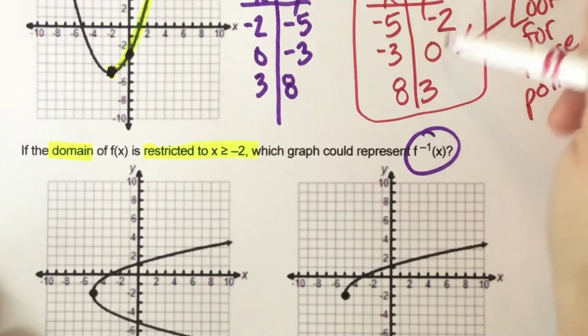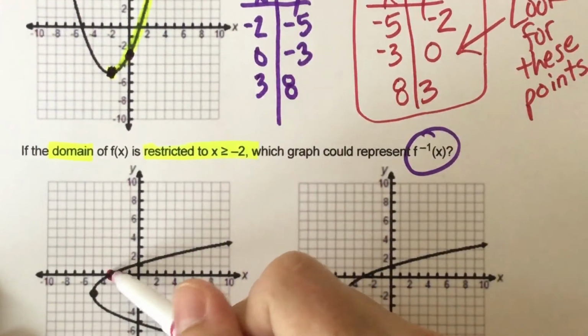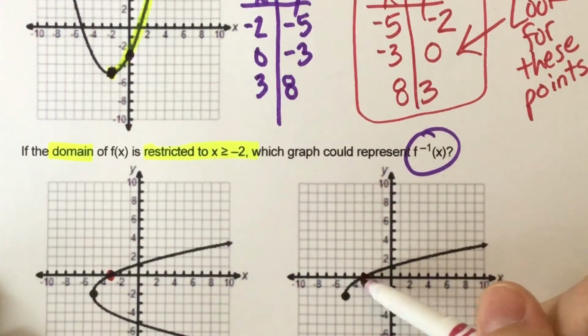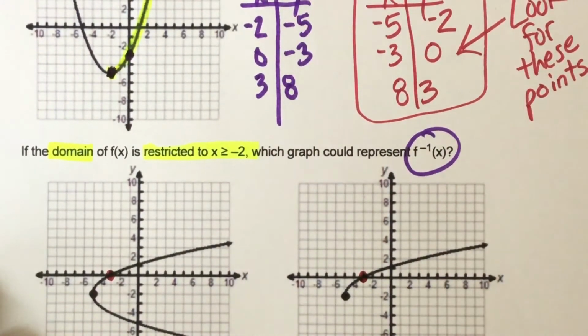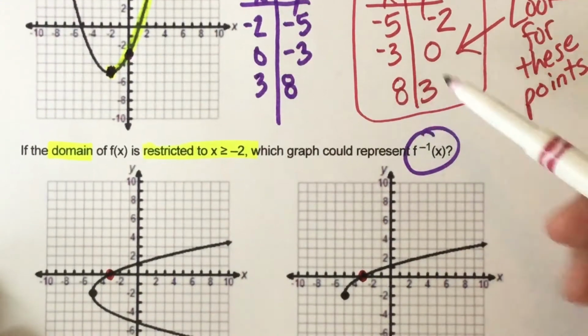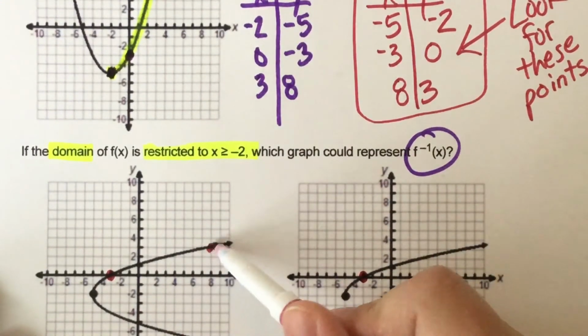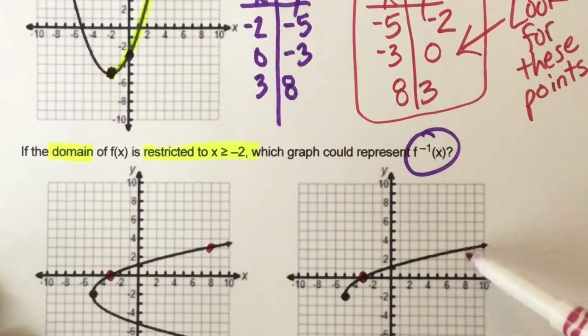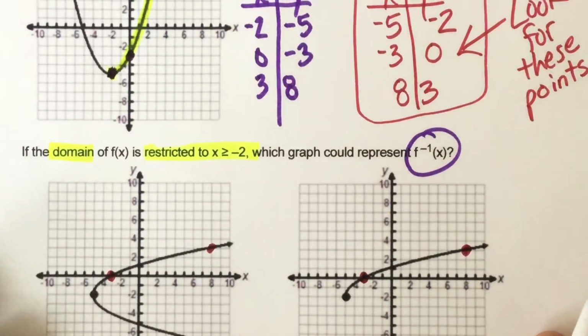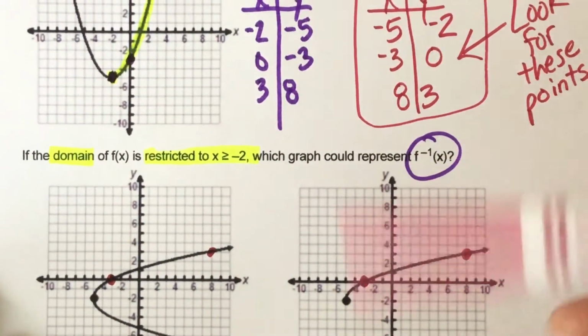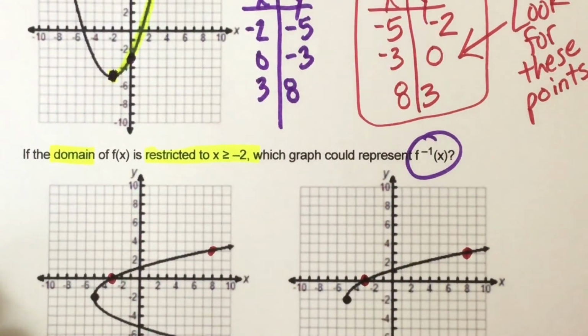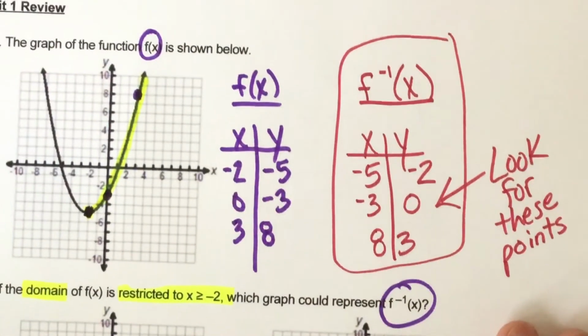Negative 3, 0. So that would be left 3, stay put. Okay, these look like they are both looking fine. 8, 3, that's right 8 and up 3. It's got it. Okay, so when you look at just these points, both of these graphs have them. But here's the deal. Something else you need to know.